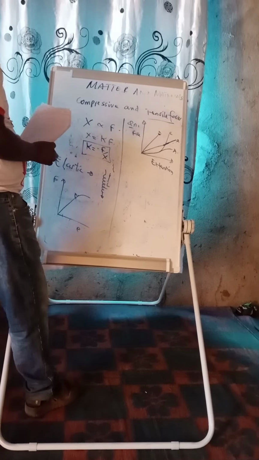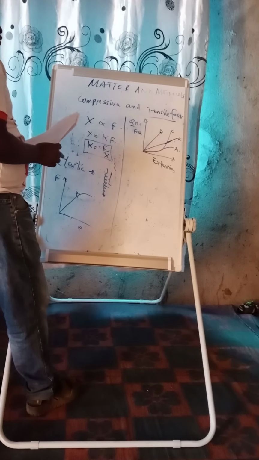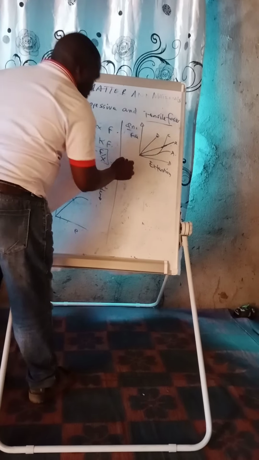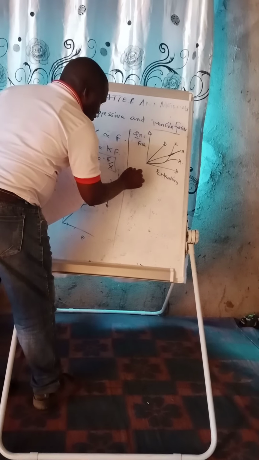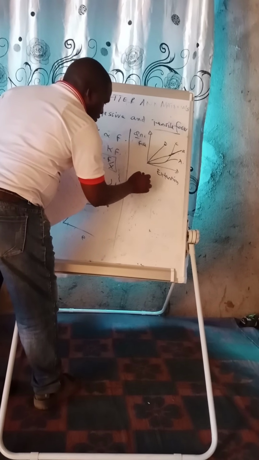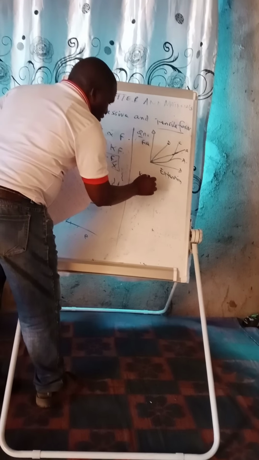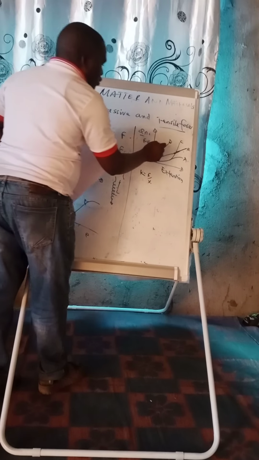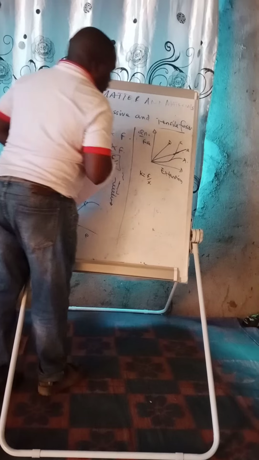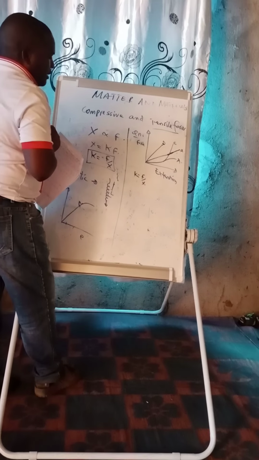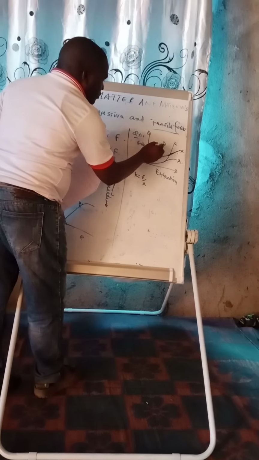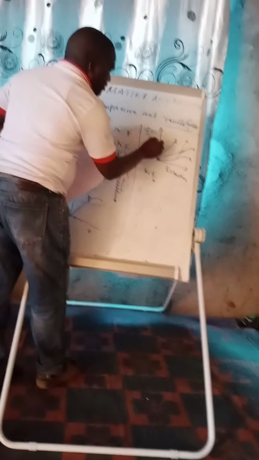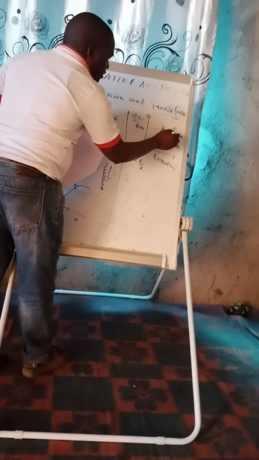Which spring has the greatest value of force constant? Force constant is equal to force over extension. So we have to look here, which line has the larger force. We take this one.